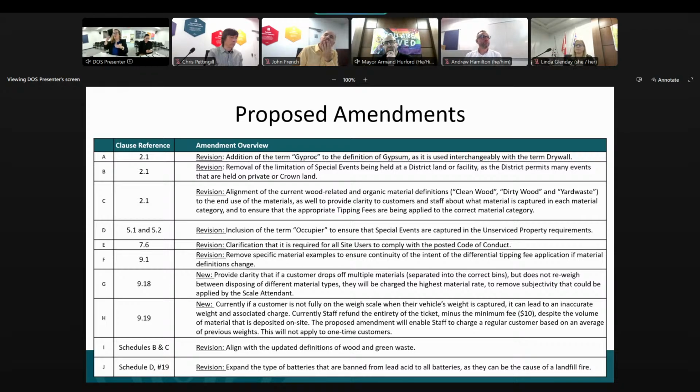And the attendant will say, pull forward, I'll capture your weight. We do have lots of turnover at the scale, and sometimes that piece is missed. They'll capture the weight while they're still sitting off the scale.